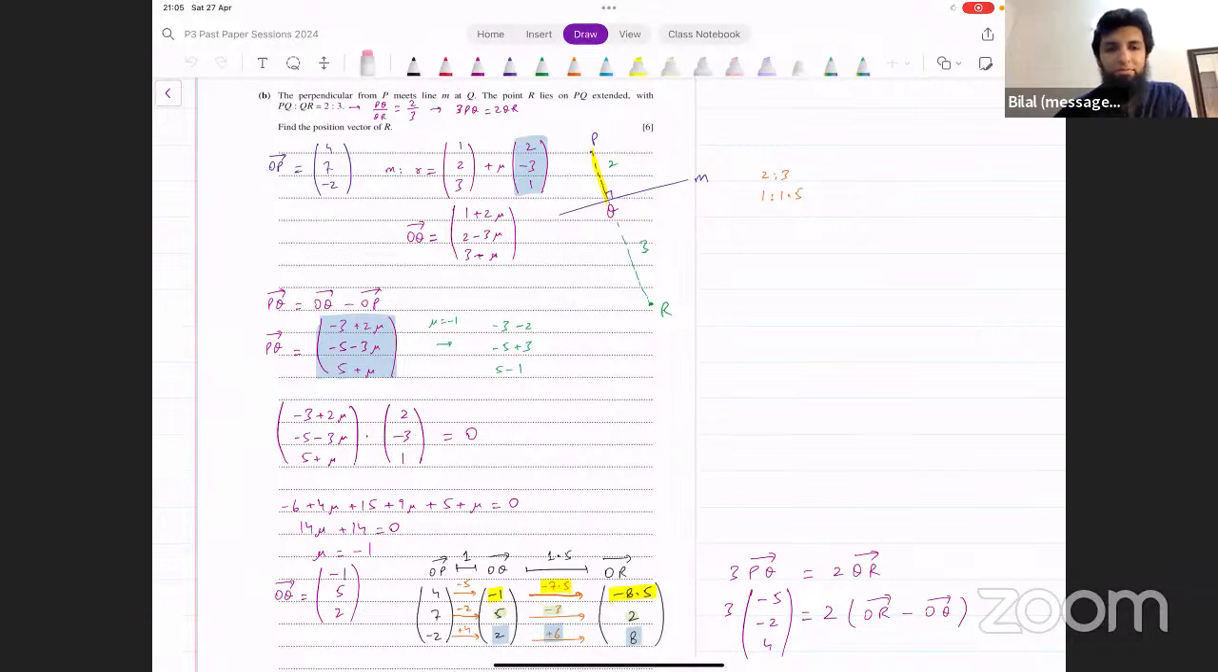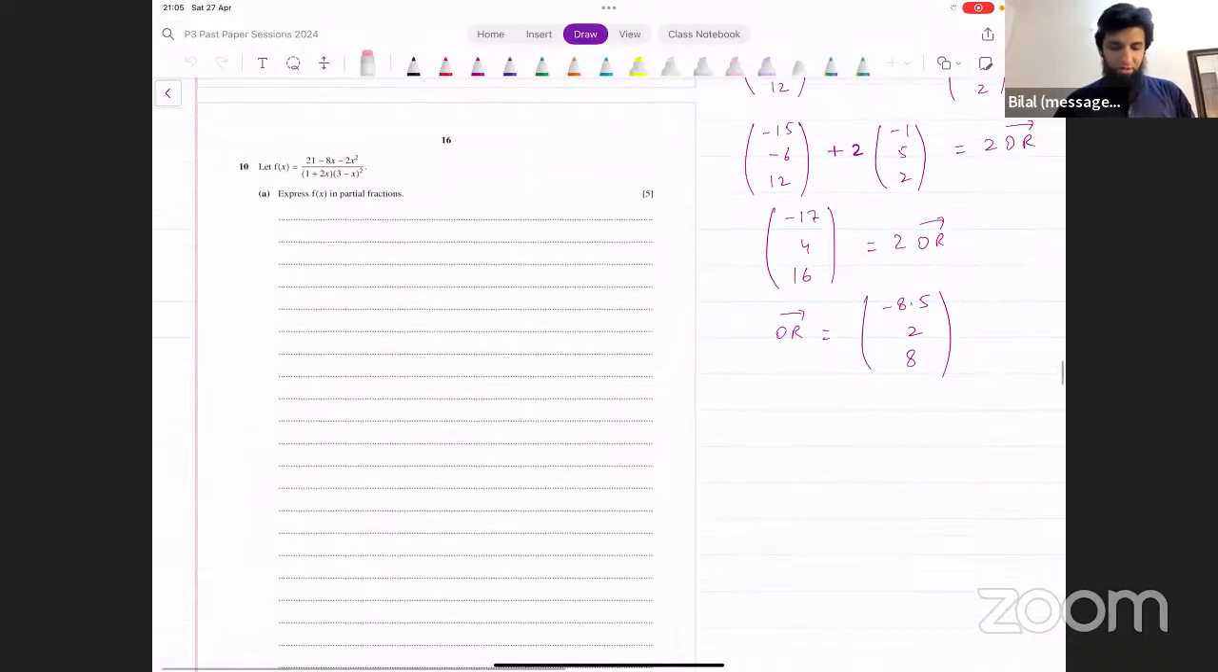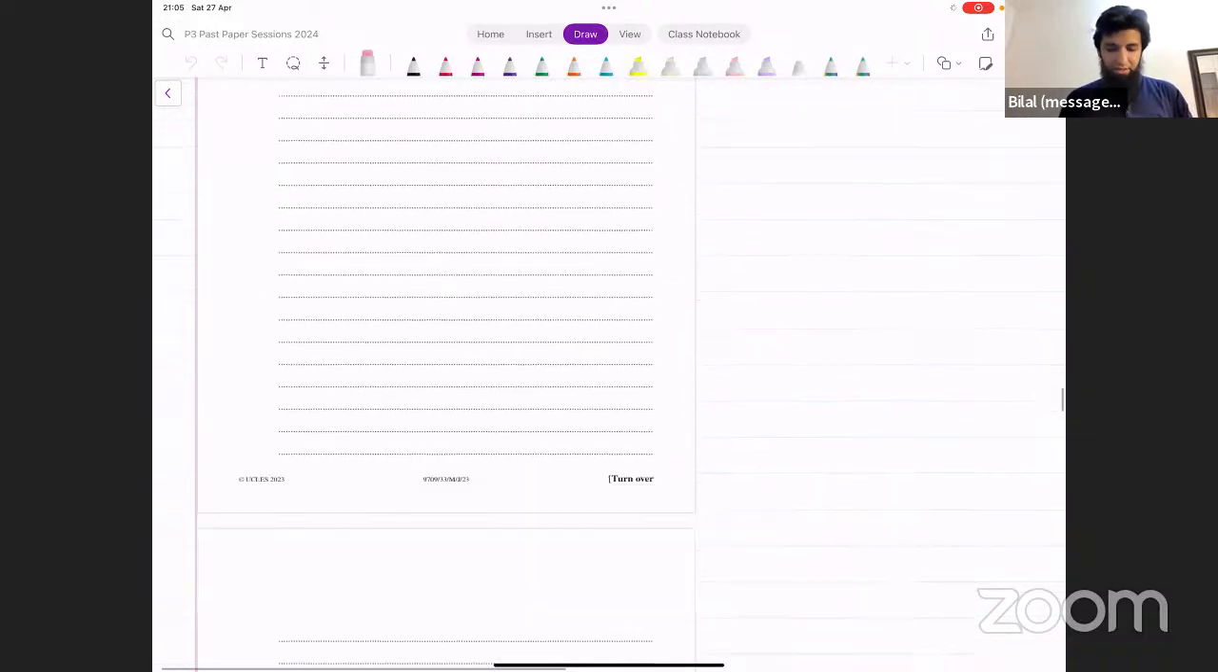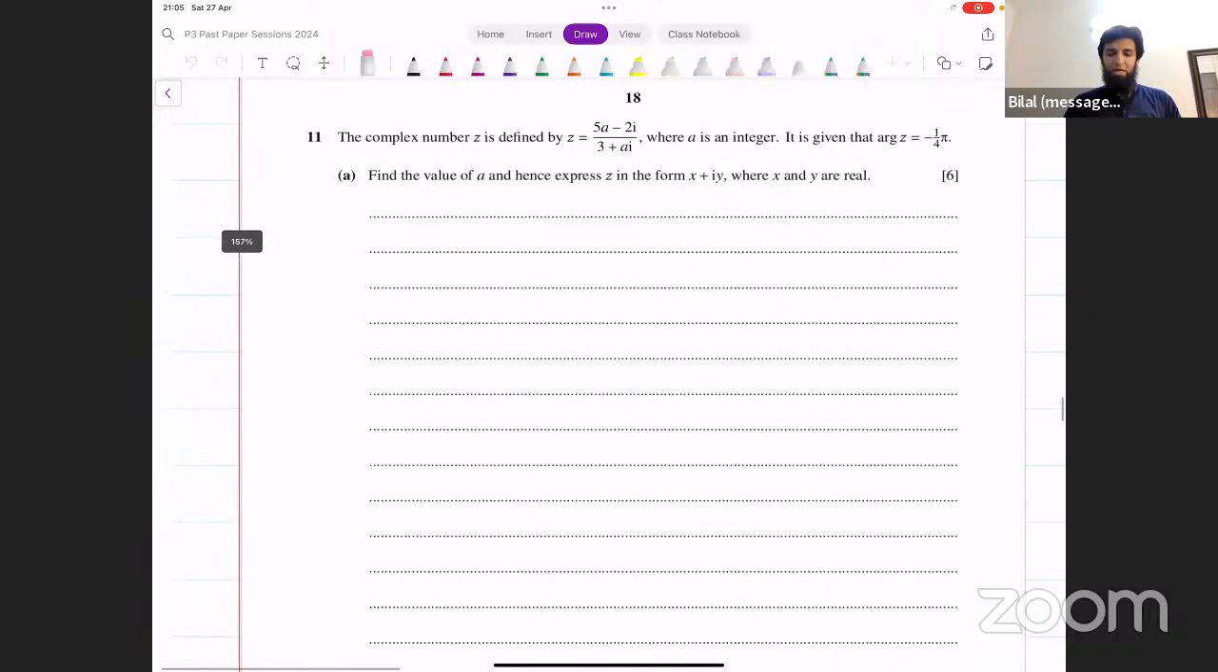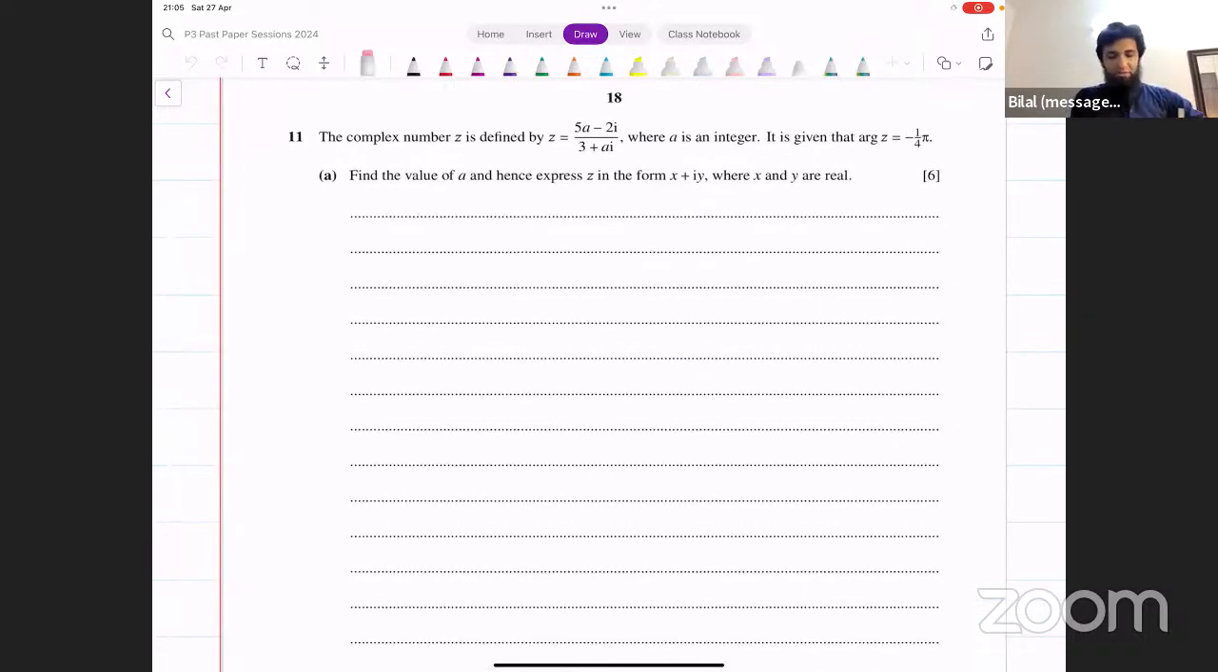Can we move on to the last question then? All right, good. The last one is kind of straightforward. Let's do 11. That's the last question that you asked about. The complex number z is defined by this, where a is an integer. It's given that the argument of z is -5/4. Find the value of a, and hence express z in the form x plus y iota, where x and y are real.